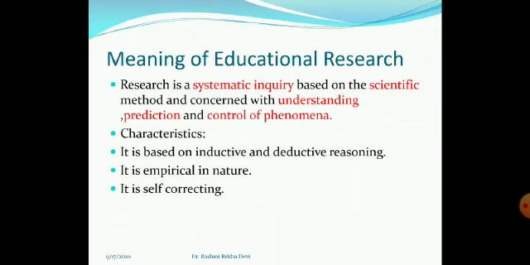Now, meaning of educational research. Research is a systematic inquiry based on the scientific method and concerned with understanding, prediction and control of phenomena. Few things I have written in different color for you for better memorization. So research is a systematic inquiry. It is not only inquiry, because if somewhere there is a theft or some robbery and we inquire, it cannot be scientific. It has to be systematic inquiry, and it is based on scientific method. Why? Science is always logical. Science is always based on evidence, and in research, what are the evidence?